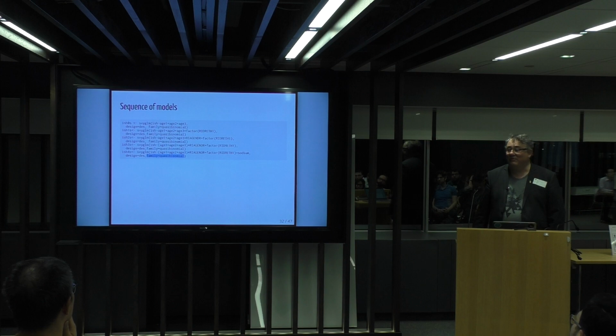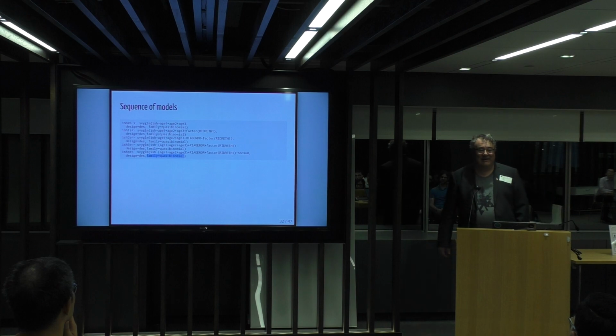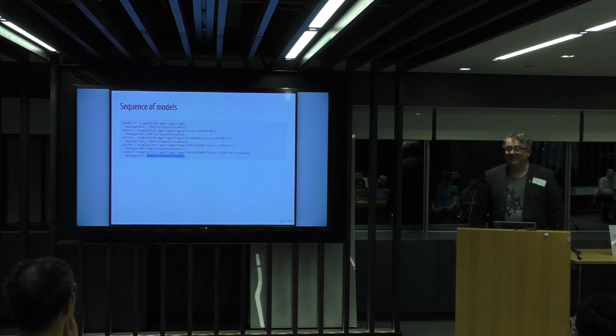R will warn you with binomial if your weights aren't integers. And it doesn't matter. It doesn't affect the results at all if you put quasi-binomial instead of binomial. It's just you get this annoying warning.